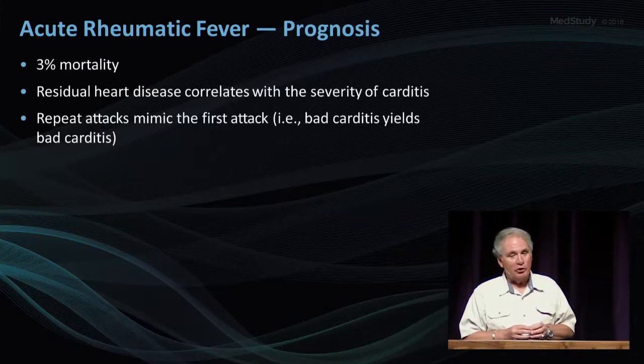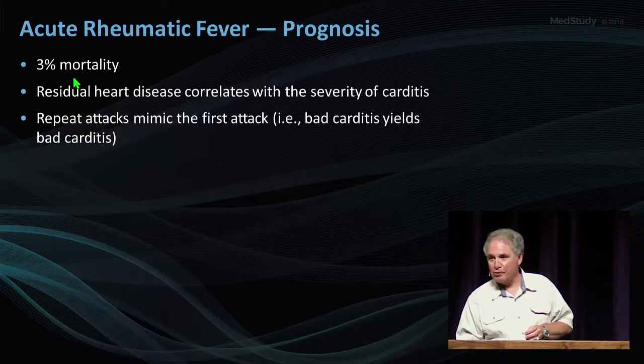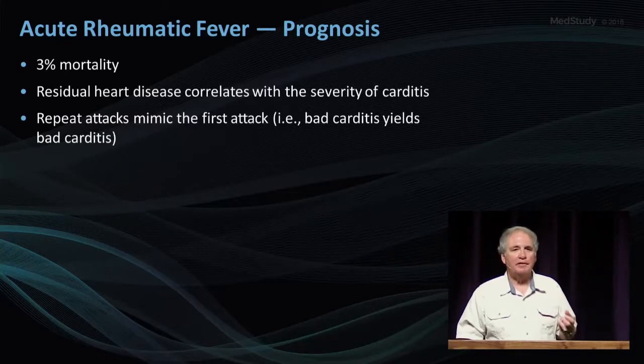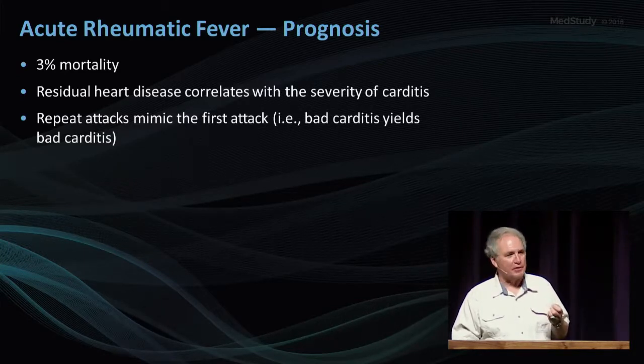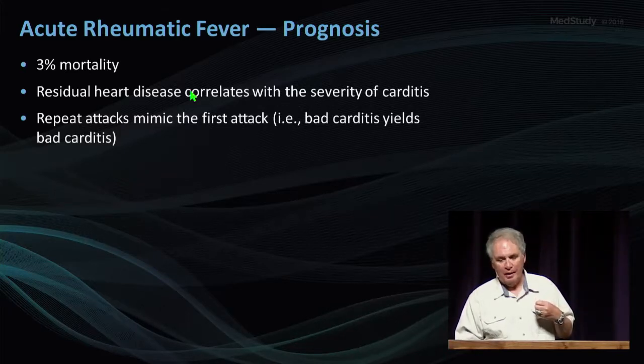Prognosis of rheumatic fever, good. There's unfortunately still a mortality associated with rheumatic fever, about 3%. And some of these kids persist with residual heart disease. That's the problem with rheumatic fever. Doesn't bother the joints, but it hurts the heart, okay?